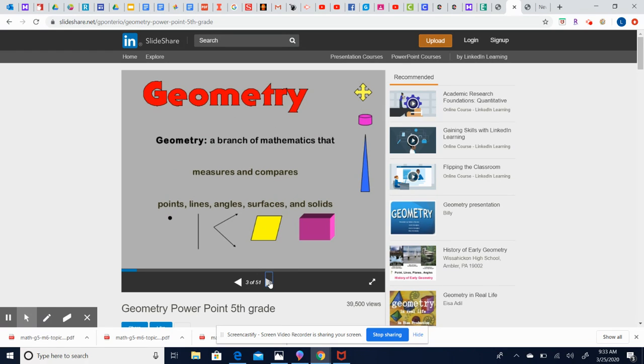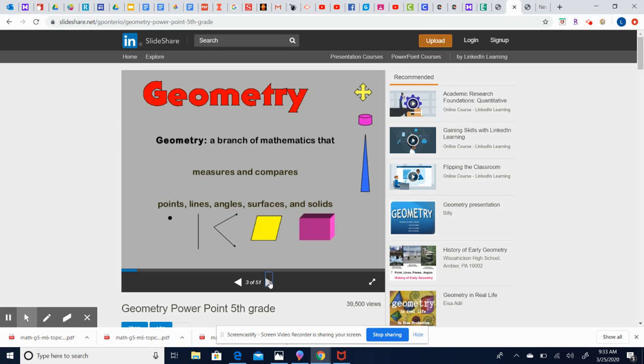So let's start off with, what is geometry? Geometry is a branch of mathematics that measures and compares. Today we're going to talk about points, lines, and angles. And tomorrow we're going to be talking about shapes and how to classify them. To classify something means to put it in groups.